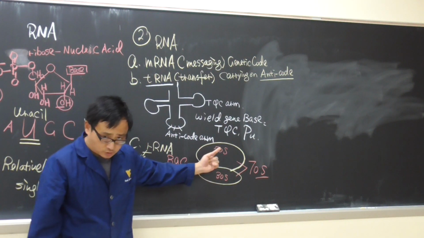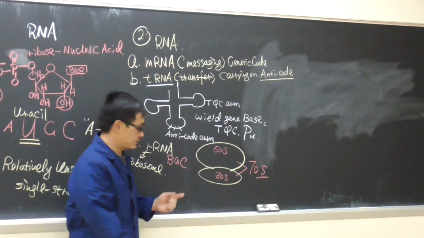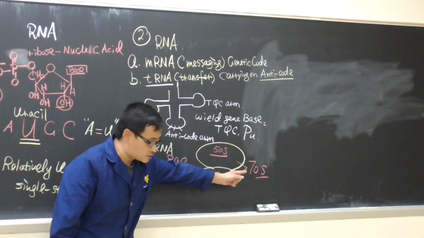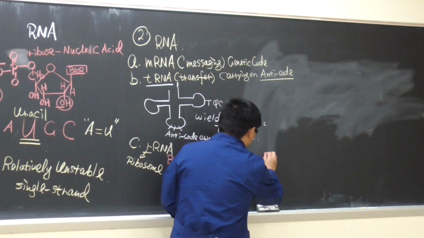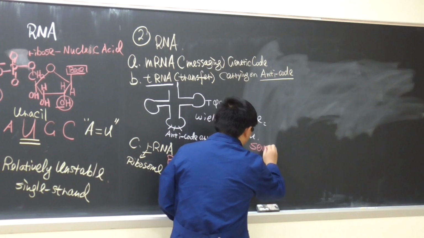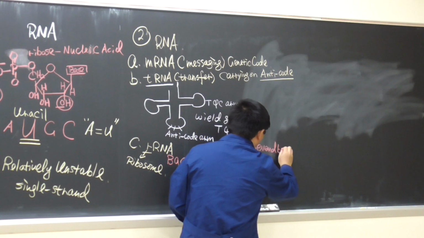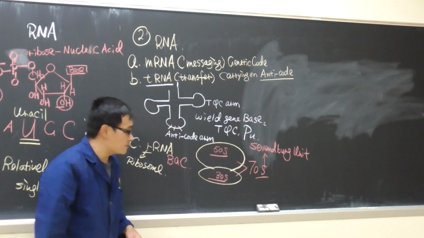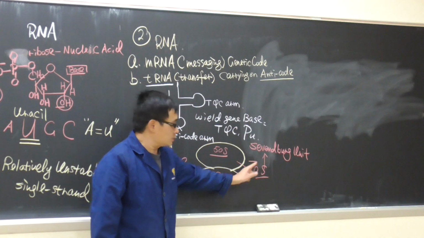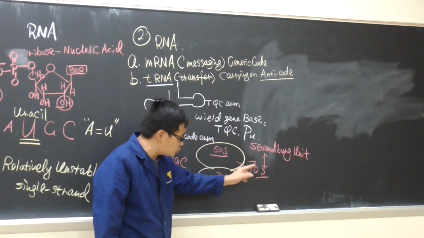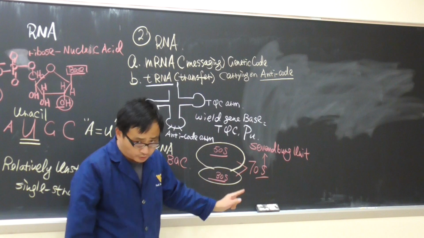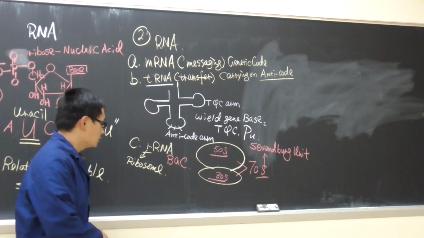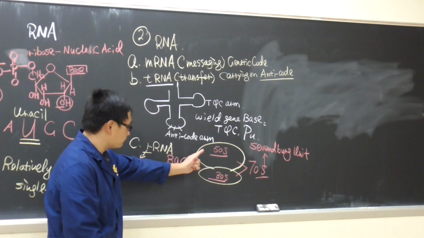I told my students, never take it for granted. These two numbers do not add up together. It's 70S. Why? This S is Svedberg units, which means it's measured by the sedimentation speed after centrifuge. It is not a molecular weight. So don't take it for granted it's going to add up. It's not.